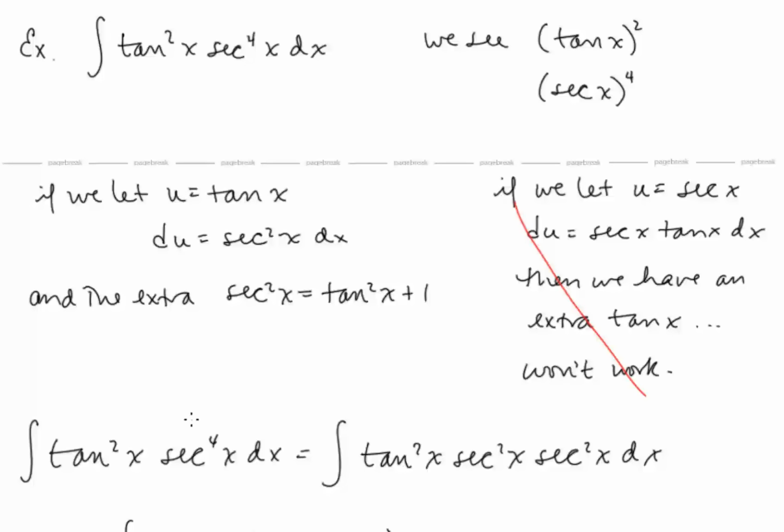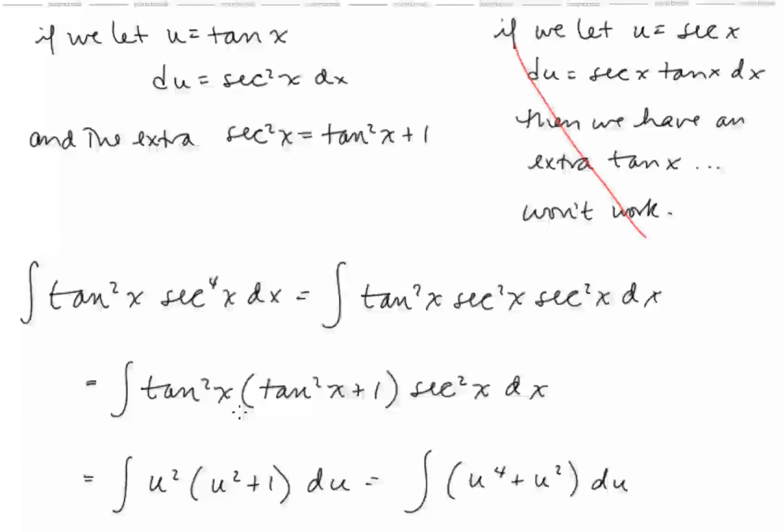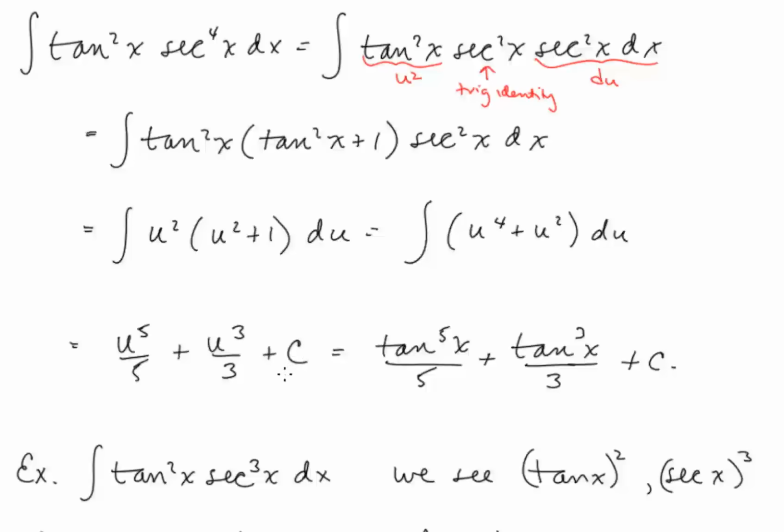So let's let u equal tan x, du is secant square x dx, and so we want to break off a secant squared here to keep it with dx, and that's going to be a du. And this is going to be a u squared, and this we need to use a trig identity on. So we write that secant square x as a tan square x plus 1, and now we have u squared times u squared plus 1 du. And so we multiply through, integrate, and write it back in terms of x.